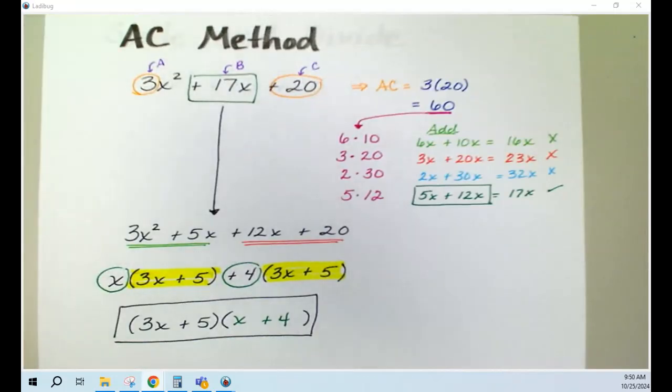And so this is your AC method. So again, take a moment, pause the video here, and just look to see what's happening in this particular strategy for factoring a trinomial.